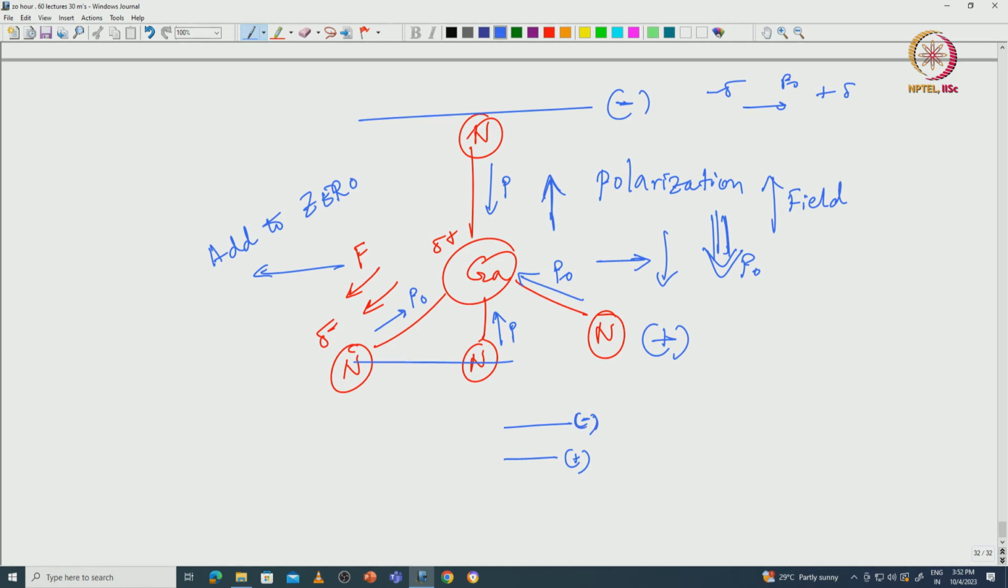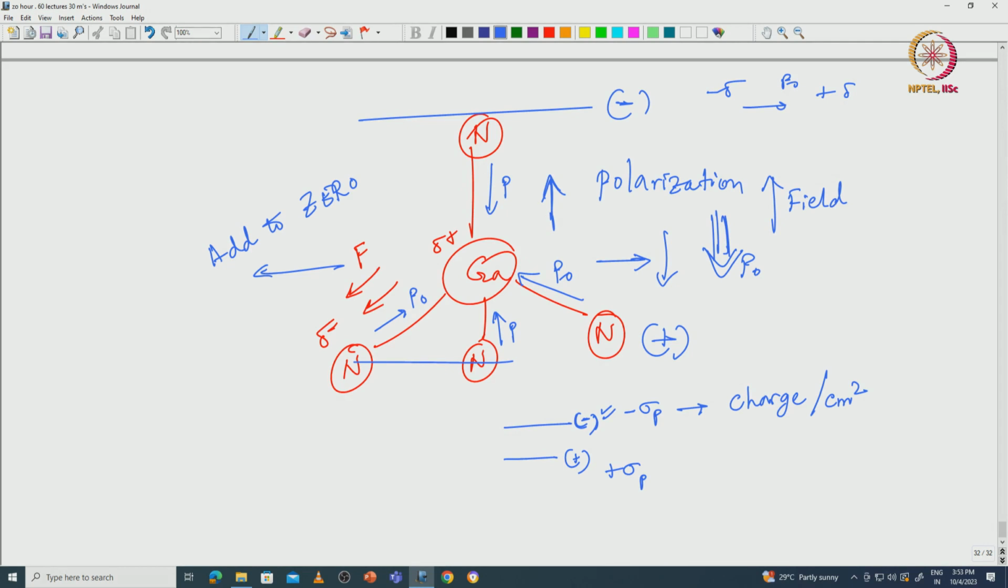The value of this is equal in magnitude: this is minus sigma p, this is exactly plus sigma p, and both of them are equal in magnitude but opposite in sign. The unit of this is charge per unit area, and I can call it per centimeter square, because if I take a wafer, it is basically the charge density per unit area. So that is the unit of the polarization.